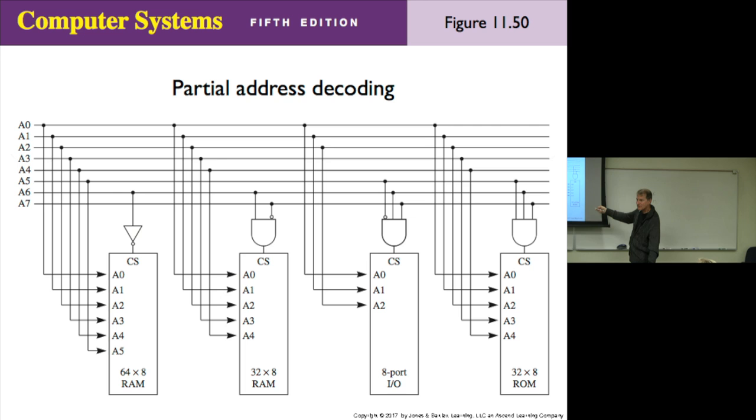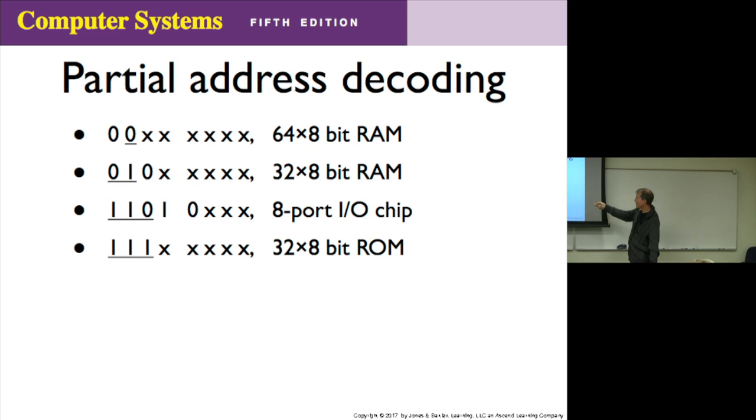Are you with me? And let's come back to here and take a look at our 8-port I/O. This time, how many bits did we used to have to check on the address lines? We used to have to check 1, 2, 3, 4, 5, right? But this shows that we only have to check what? Three of them. Because if the first three bits are 110, what do we know about all the other ones? None of them have a 110.